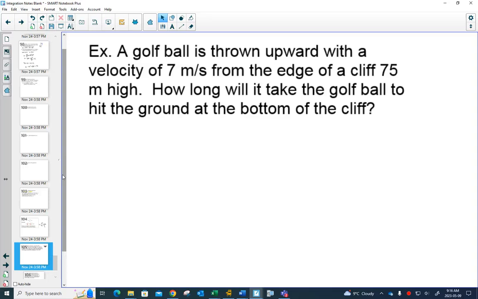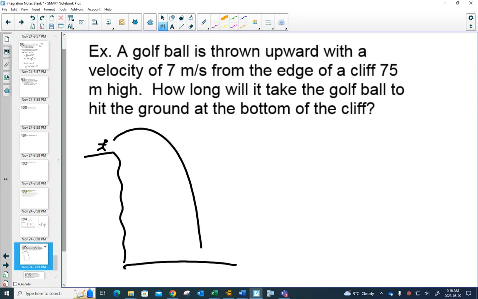It feels like we don't know where to start. Well, we start with maybe a nice diagram. Here's a cliff. Here's a little person throwing the ball up in the air. Oh, there was a little puddle here, and they hit it perfectly, and it made a splash. We're trying to figure out how long does it take for that golf ball to hit the ground. What do we know? We know a couple of pieces of information. We know that the cliff is 75 meters tall.